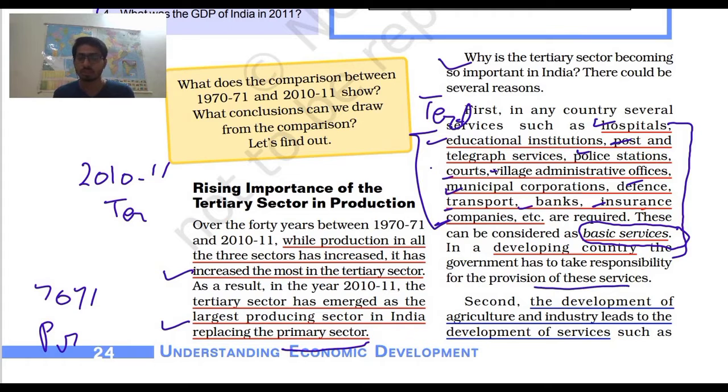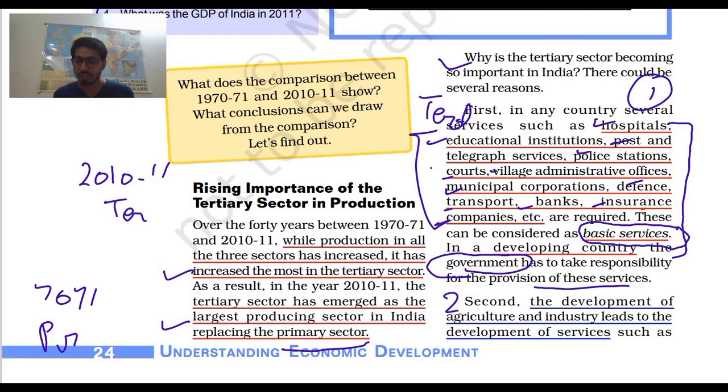So, who is doing the main role? Who is responsible for providing all these services? Answer is government. Now let's see the second. So this is your first reason, reason number one, because of these services. Then there comes the second reason.